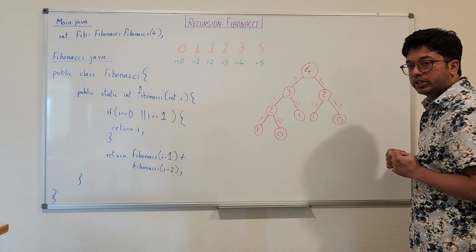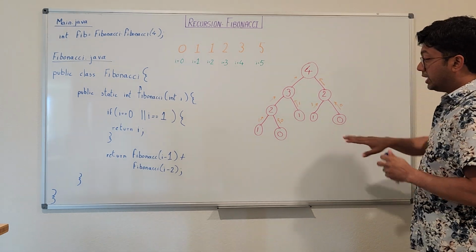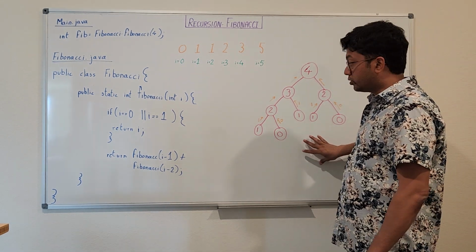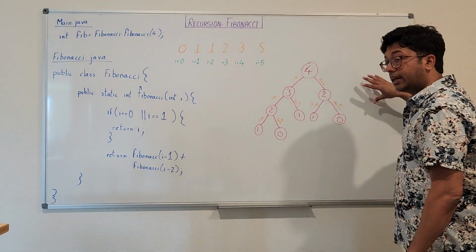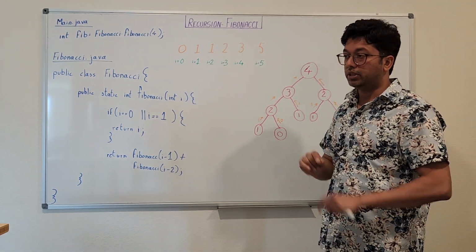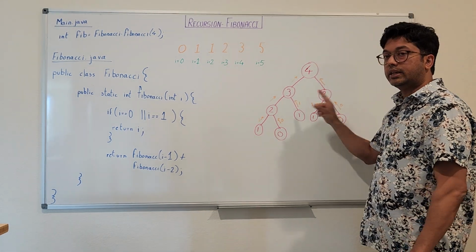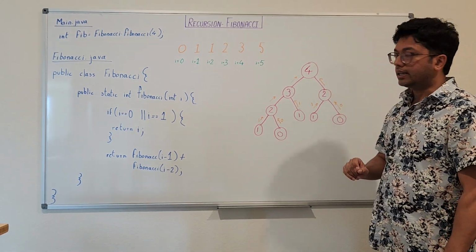Basically, it's the way you're thinking of the solution of the problem. And drawing a tree like this, for the majority of complicated recursion problems, makes it much simpler. Before you write the code, you should draw a tree like this.